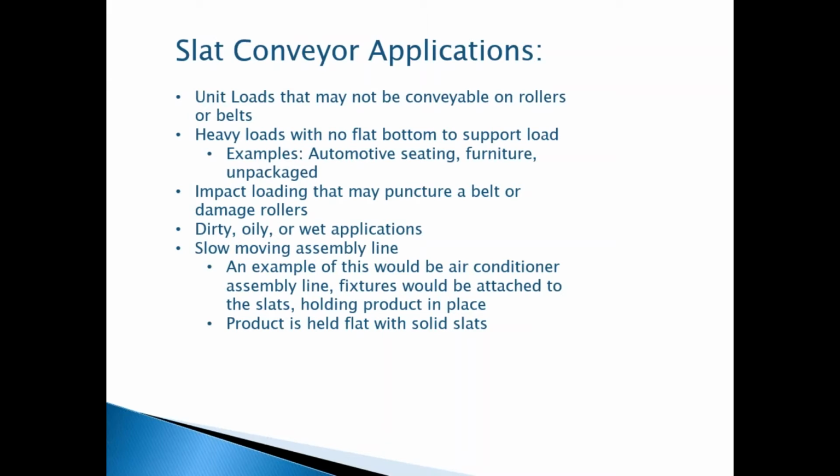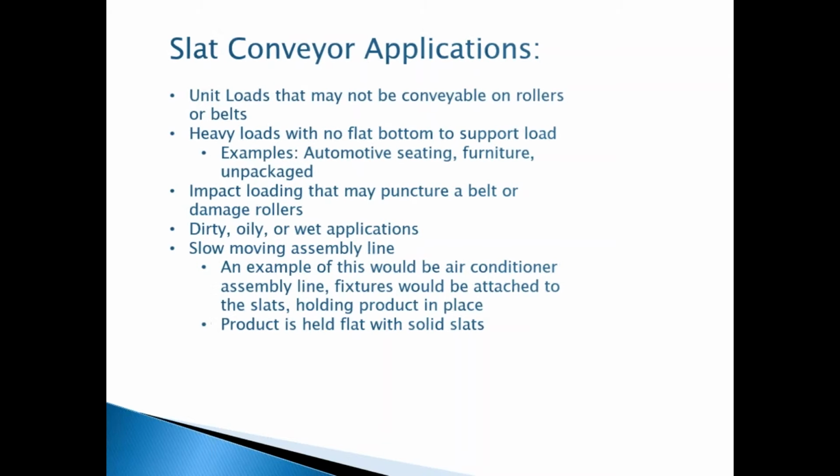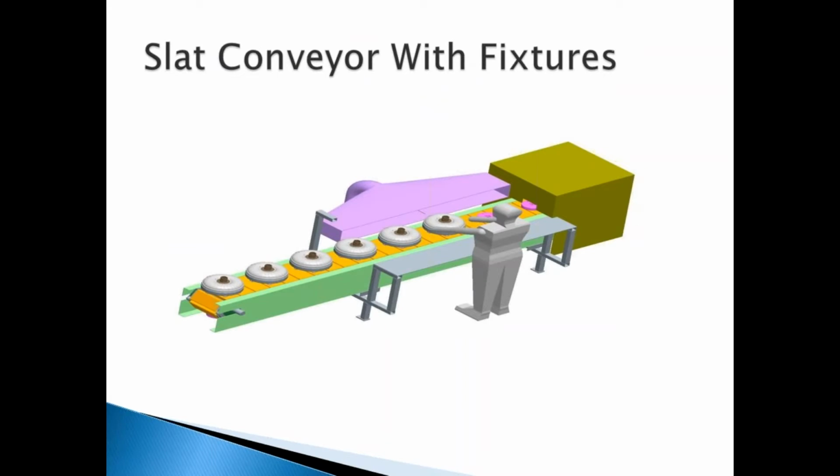Examples of this would be, we recently did an air conditioner assembly line that has fixtures attached to the slats, and those fixtures hold product in place while it's moving down the assembly line. It's also used in the automotive industry. Here's an image that we recently supplied to the automotive industry. All the way to the right on the conveyor you can see pink fixtures. And they are working on torque converters here that they attach to the fixtures and move down the line.